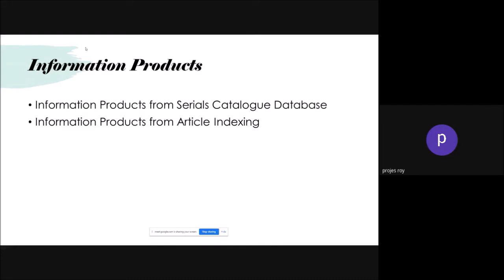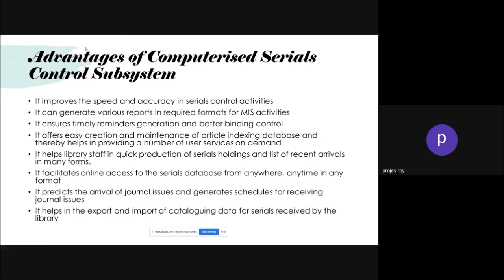Then, what exactly is the information product? Information product from the serial catalog database, and information product from article indexing. This is another important aspect of a journal. So these are the lists. It improves the speed. Why do you require computer applications in journals? Obviously, we know it creates speed and accuracy, and library staff can do their work nicely. The users will benefit from that.